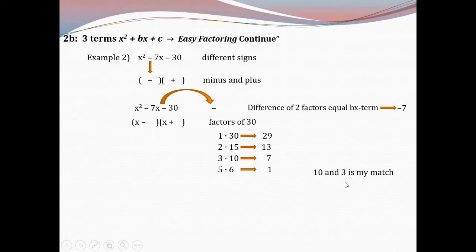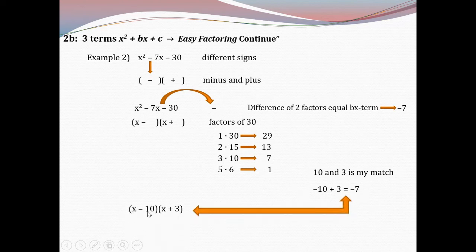Okay? So 10 and 3 is my match, right? Because this will give me 7. So it has to be negative 10 plus 3, right? Because this will give me the negative 7. Because remember, it's a difference. So it's going to be x minus 10 and x plus 3.